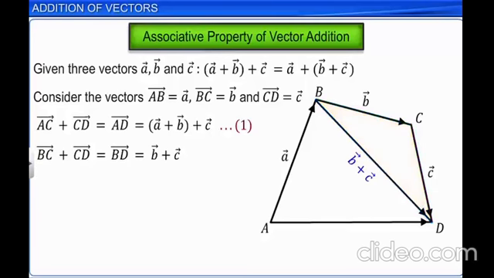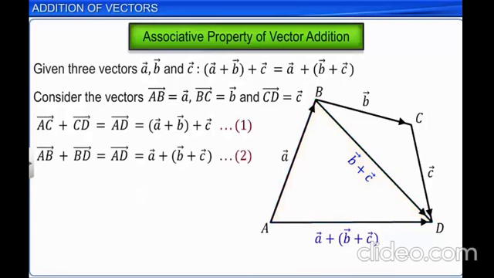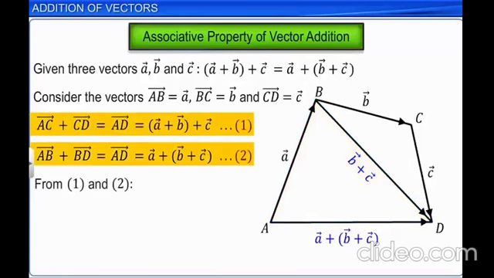Now, consider triangle ABD. The sum of vectors AB and BD is equal to vector AD, or the sum of vectors A and the sum of vectors B and C. Equating the value of vector AD from equations 1 and 2, it is proved that vector addition is associative.